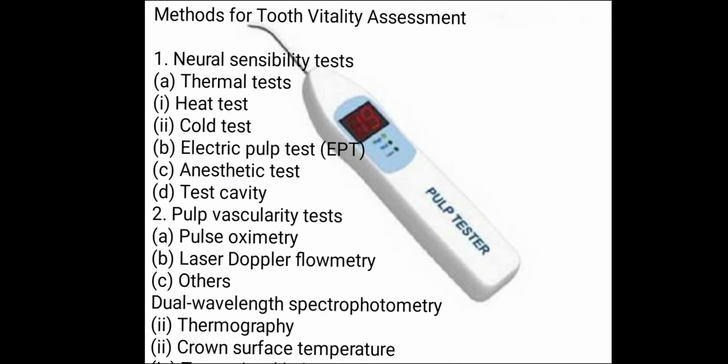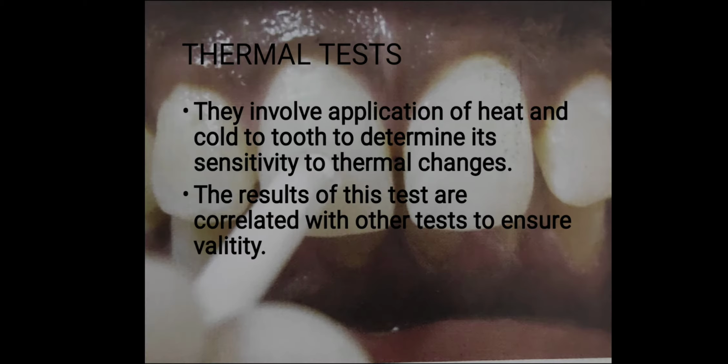So, these are all the methods for tooth vitality assessment. Number one, neural sensibility tests like thermal tests, electric pulp test, anesthetic test, and test cavity. Number two, pulp vascularity tests like pulse oximetry, laser Doppler flowmetry, and others, starting with thermal tests.